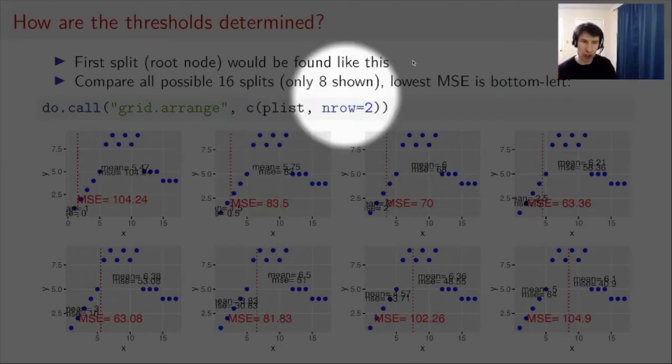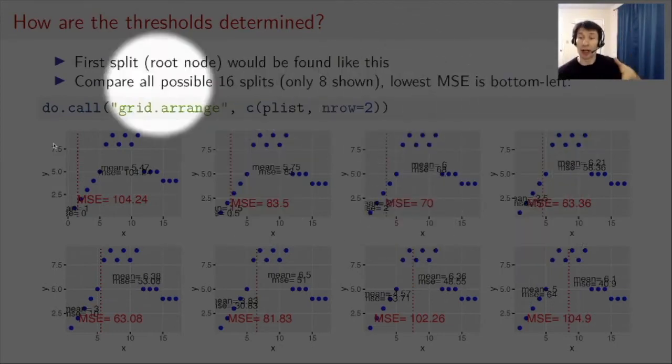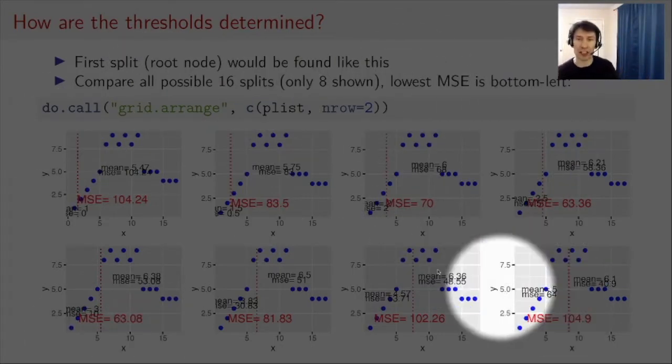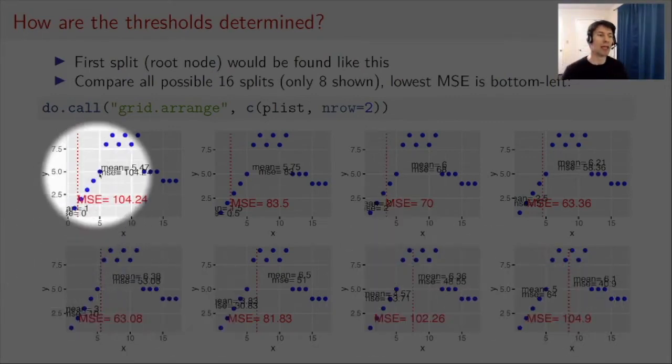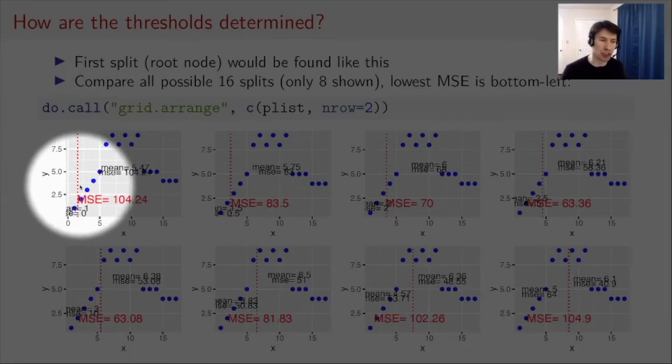So it tries each possible split, it tries it for all 16 of them. I'm only showing 8 here because otherwise it would be impossible to read. But for each of these splits, what does it do? It computes the mean squared error, the total mean squared error.